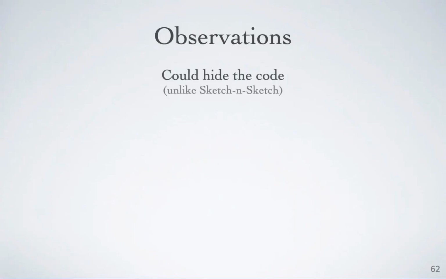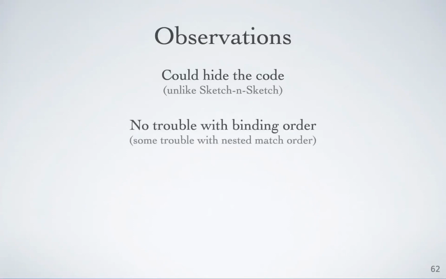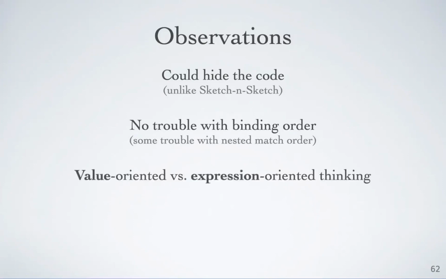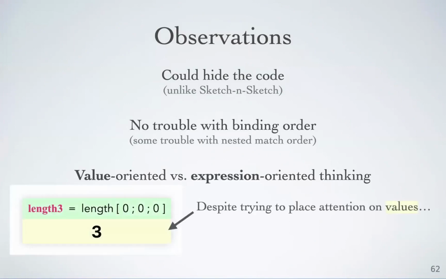Some observations from this: you could actually hide the code and it worked, unlike Sketch and Sketch. I don't remember having any trouble with binding order. There was some trouble with the nested match order when there were a bunch of nested matches. But probably the more interesting observation is that when you're working with the code, sometimes you start thinking about the values and sometimes about the expressions. And when you're thinking about the expressions, you end up not thinking about the values so much. It's almost mutually exclusive.